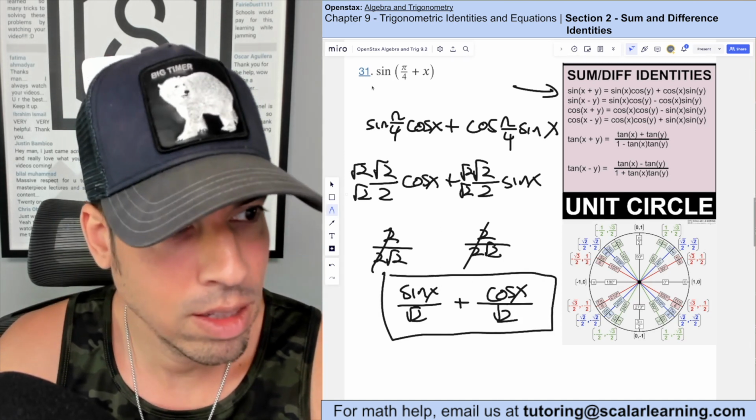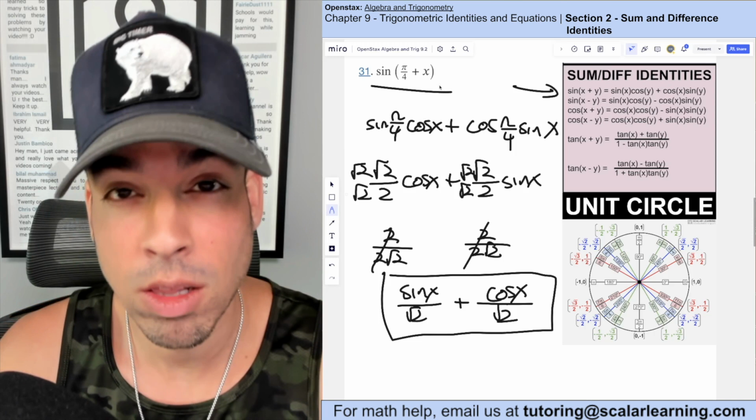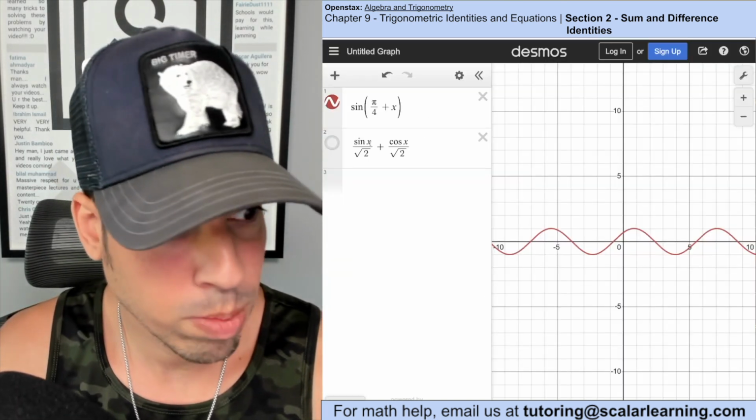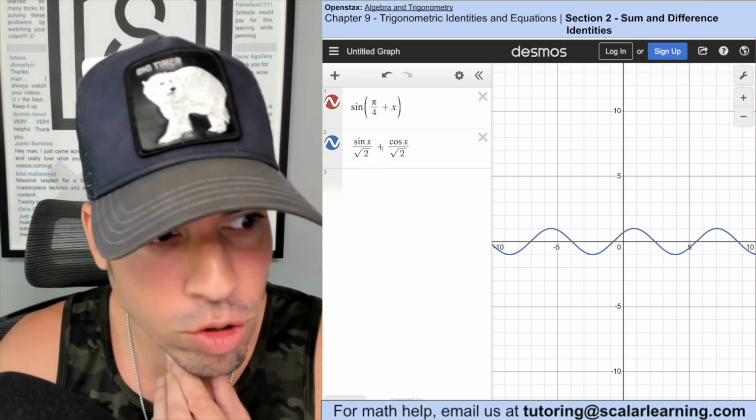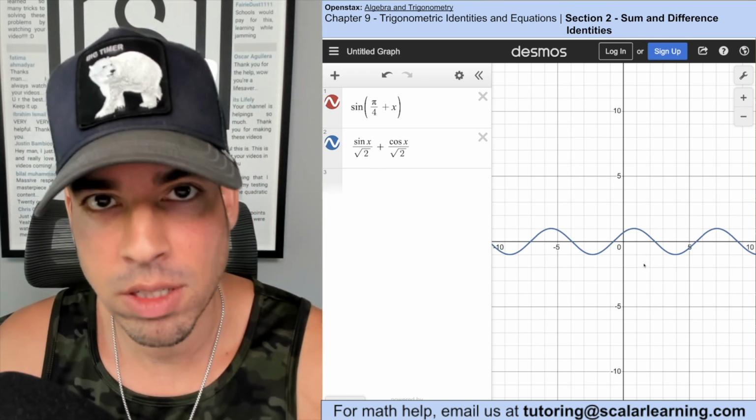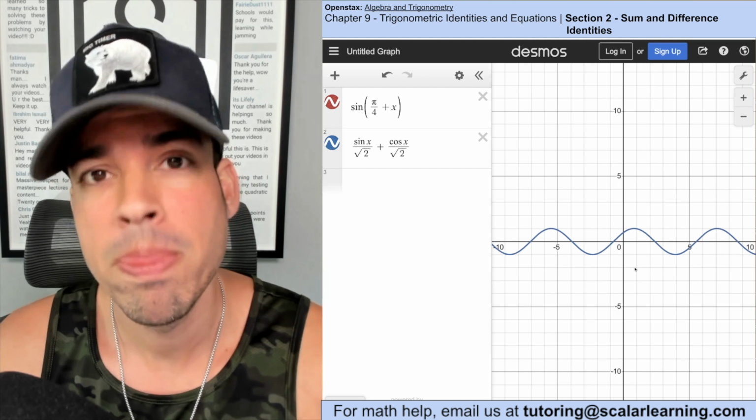Let's take this and let's graph them in Desmos and see what they look like. So in red is sine of pi fourths plus x, and then in blue is the second expression, sine of x over rad 2 plus cosine of x over rad 2. And you can see that they are indeed equivalent. So that's how you do it.